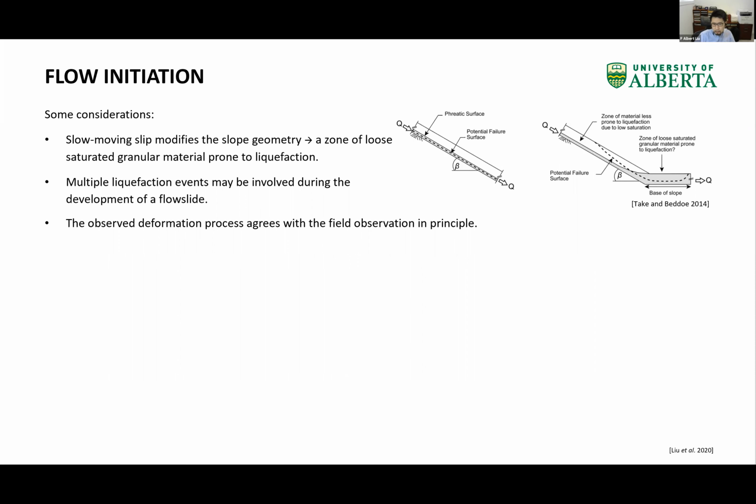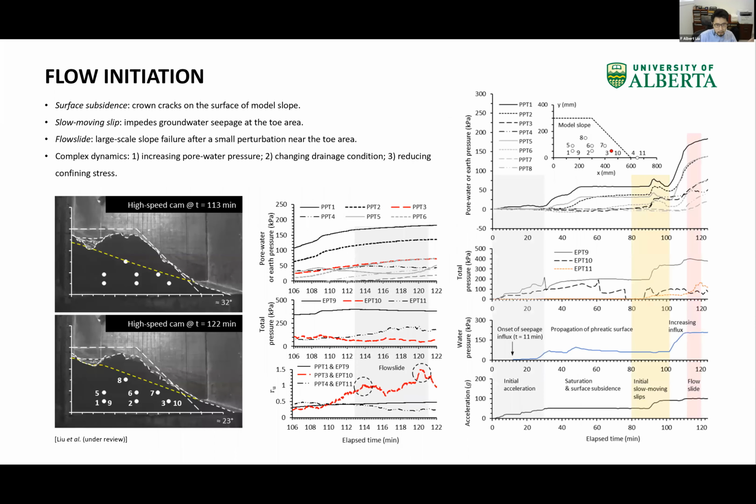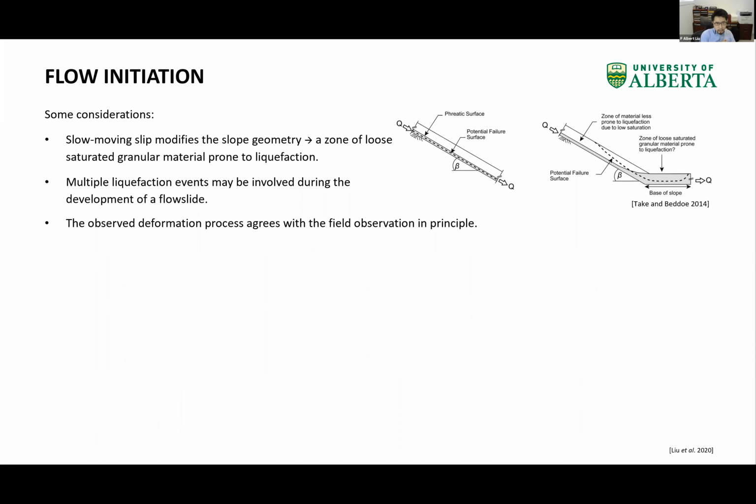We have an infinite slope, you might not cause liquefaction, but if you have introduced a base of slope here at the toe area, you end up having a zone of saturation and an area that is more susceptible to static liquefaction, ergo causing the slope to fail. So in this case, we identified likely 2 static liquefaction events, as you can see from here and here, that occur during the development of a flow slide.